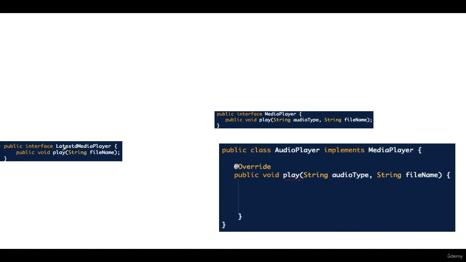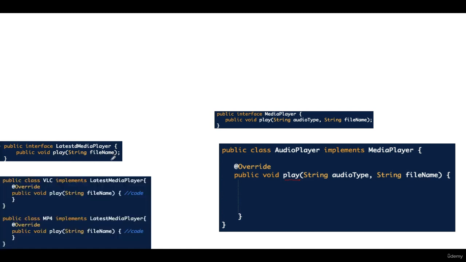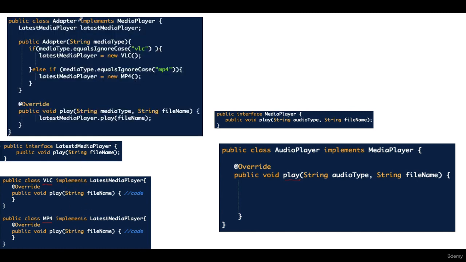And then this is my interface, that is latest media player. So this interface also has the method play where we have the file name. And these are the two classes, that is VLC and MP4. So these two classes are implementing this interface, that is latest media player. Then these two classes must implement this play method in their corresponding classes. And then this is the main class of this design pattern, that is adapter. So this adapter is implementing the media player, that is this specific interface media player, so it must implement the play method.